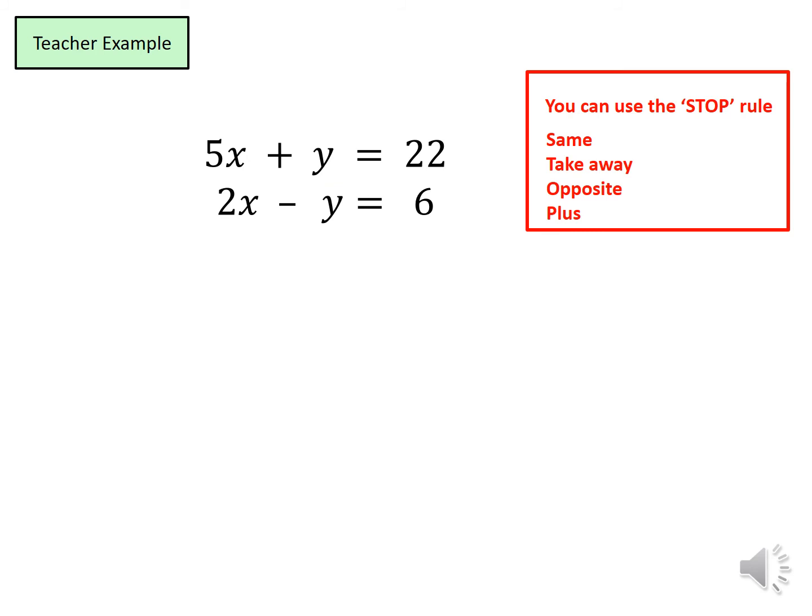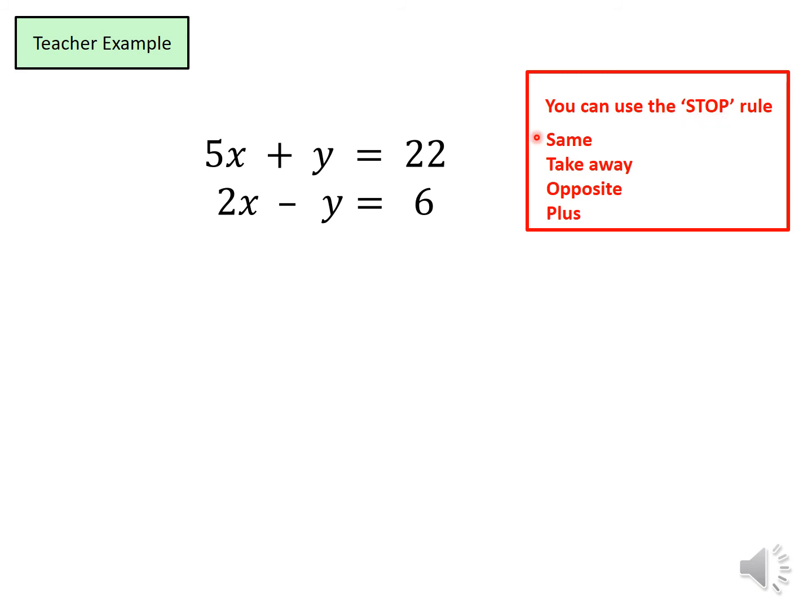Okay, again, to solve this pair of simultaneous equations, I am going to be using the elimination method. To use the elimination method, I need to have the same coefficient in front of either the x's or the y's, meaning the same number in front of the x's or the y's, so I can eliminate them. I can see here that I've got 1y in this equation and 1y in this equation, so I've got the same number in front of the y's. So I can eliminate the y's. I can look at the stop rule to determine how I'm going to do that.